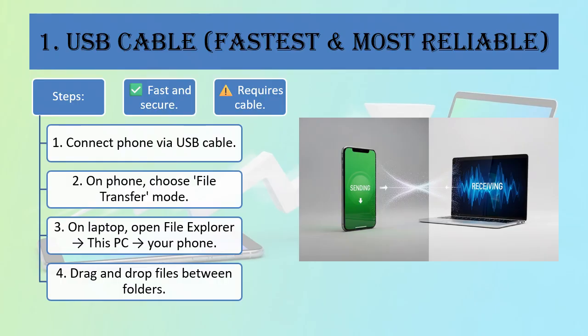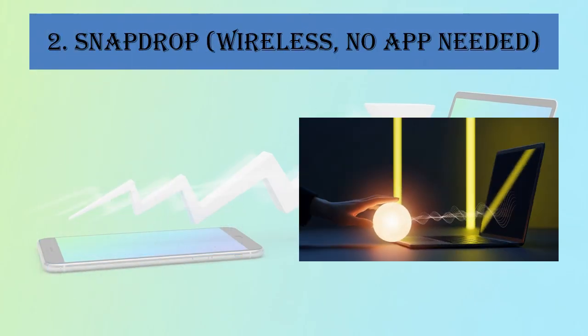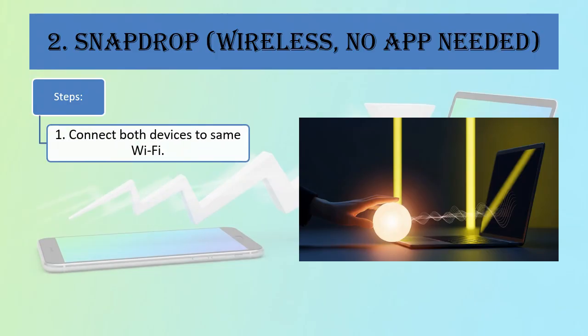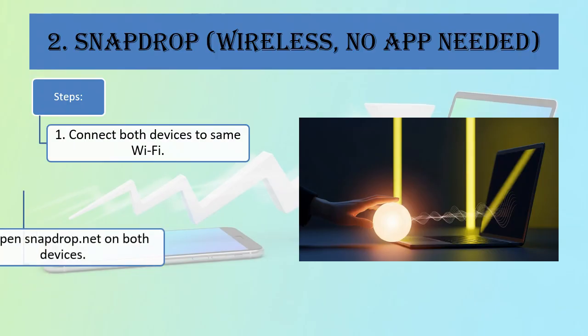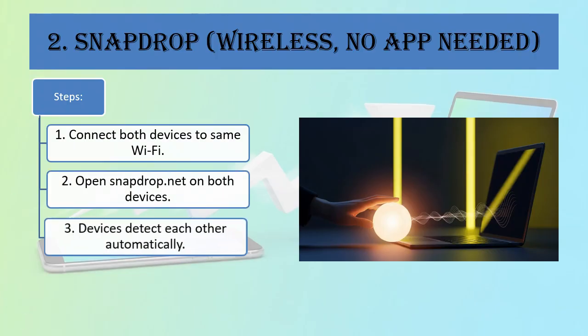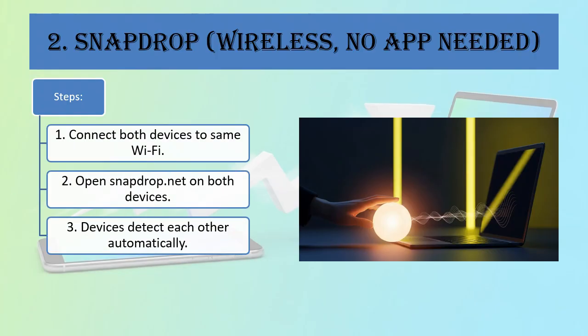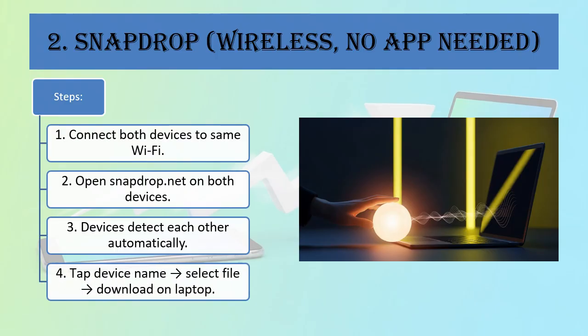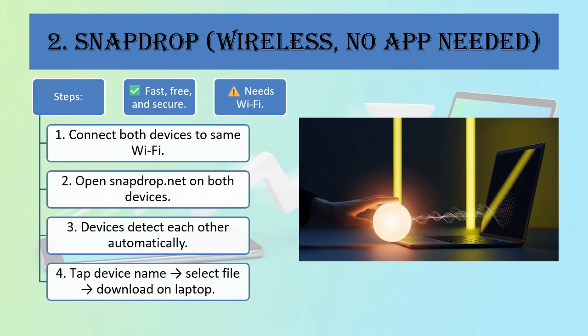Snapdrop, wireless, no app needed. If you prefer wireless transfers, Snapdrop is a brilliant tool. Just connect both devices to the same Wi-Fi network and open Snapdrop Net on your phone and laptop. They'll automatically detect each other. Then, tap your laptop name on your phone, choose a file, and download it on your PC. No app, no sign-in, just fast and simple.